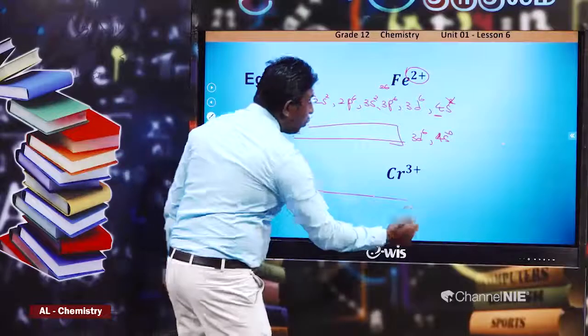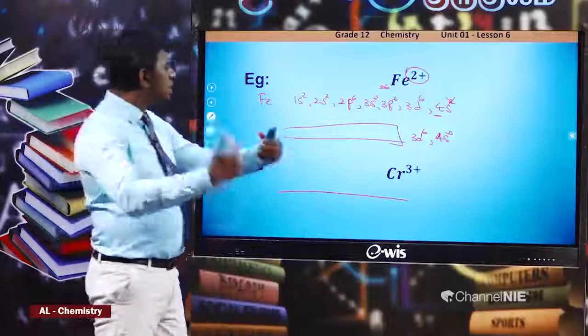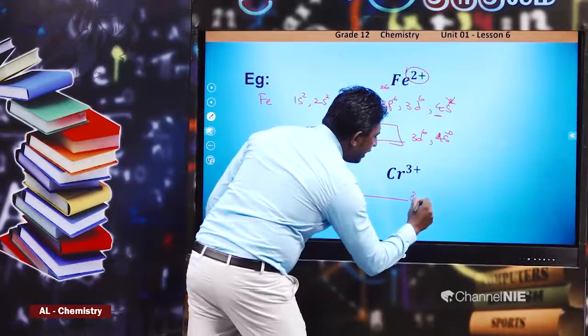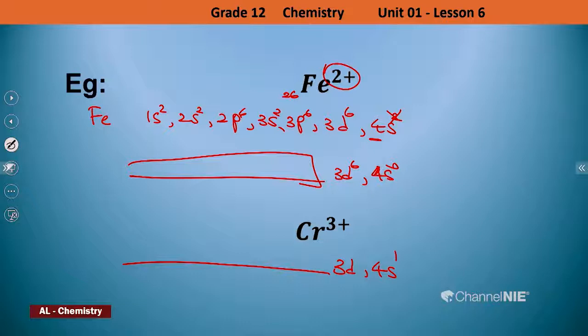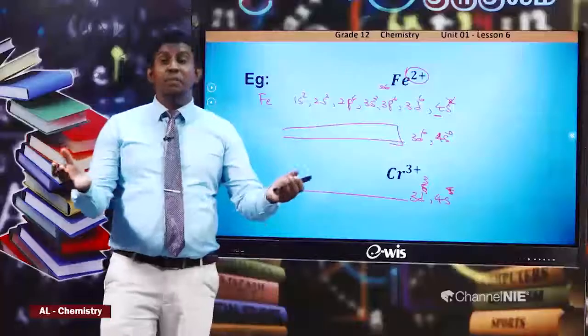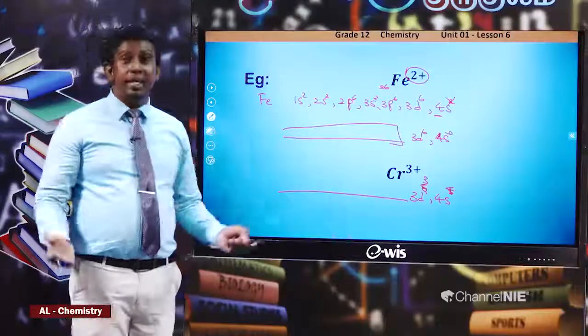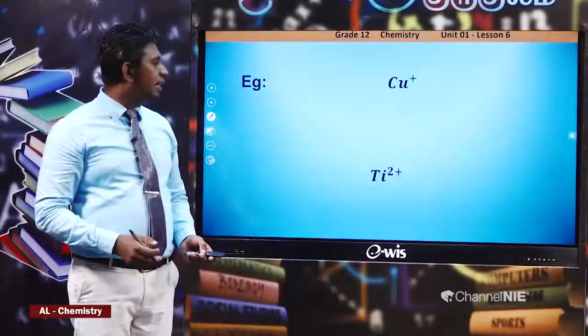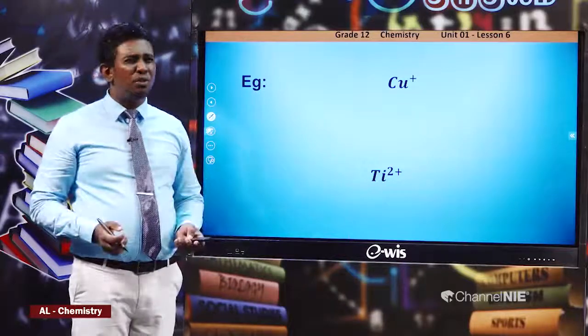When it comes to chromium, the chromium atom after rearrangement is 4s1 3d5. Then when you remove electrons, you start removing 1 electron from 4s, and the other 2 you remove from 3d, making it 3d3. This is the electronic configuration of Cr3+. This is the method you need to follow regarding the electronic configurations of those cations.